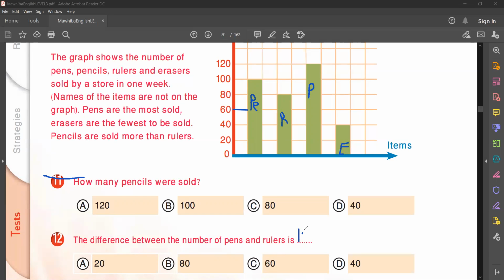So you subtract 120 minus 100. Oh, sorry, minus 80 rulers equals what? Equals 40. So the answer is number 40. Right, it is D. Right, good. Okay, now.